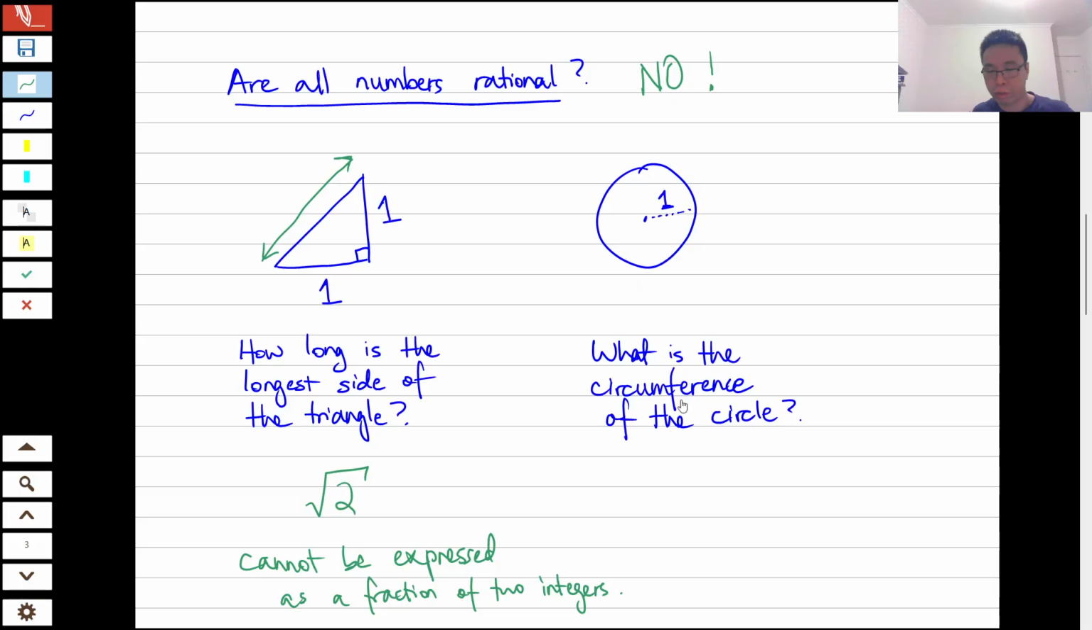And if you remember your work from year 7 and 8, you'll remember that the answer to this question is 2 pi. And this number pi, it was a bit mysterious. You know it's 3.1415, but that list of numbers never ends. And there's no pattern to those digits. It just goes on forever. This also can't be expressed as a fraction of two integers.